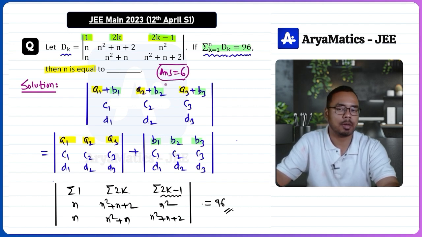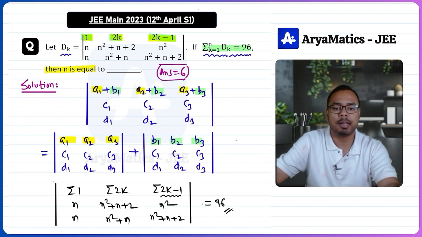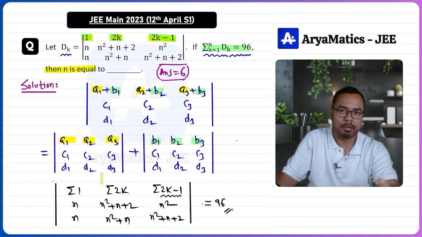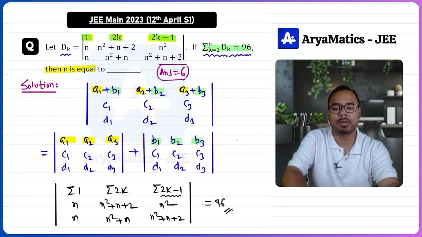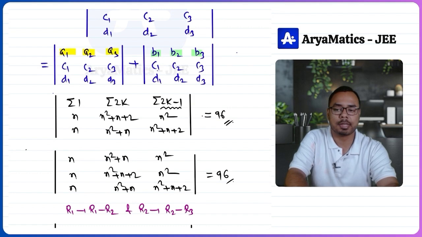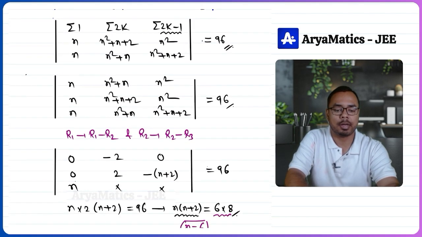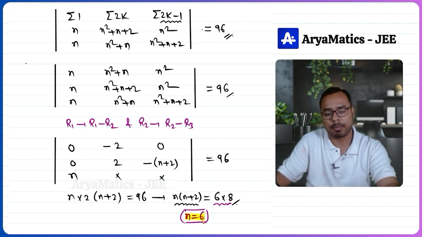So this was again one important concept from determinants, that if two rows are the same in the two determinants, then basically we can add the corresponding elements of the first row, and similarly, if we have more than two determinants, then also we can add the corresponding elements of the first row. So the sigma notation we can take inside the sign of determinant, and then after that, using standard properties of determinant, we got n as 6. So that is the correct answer for this problem.